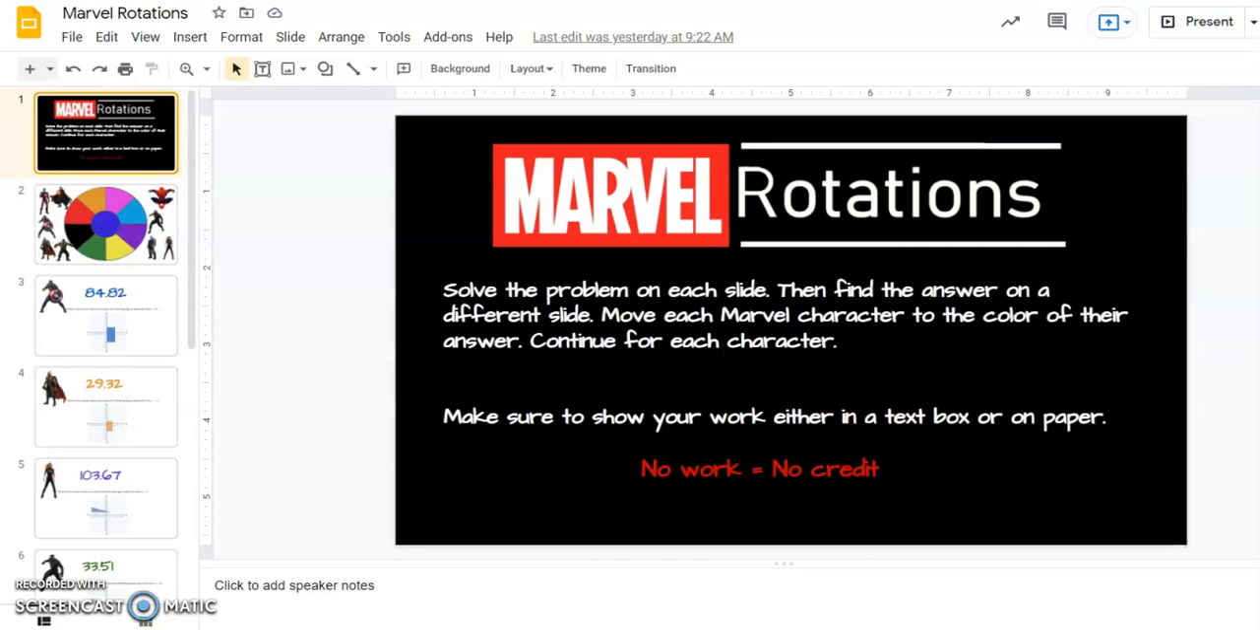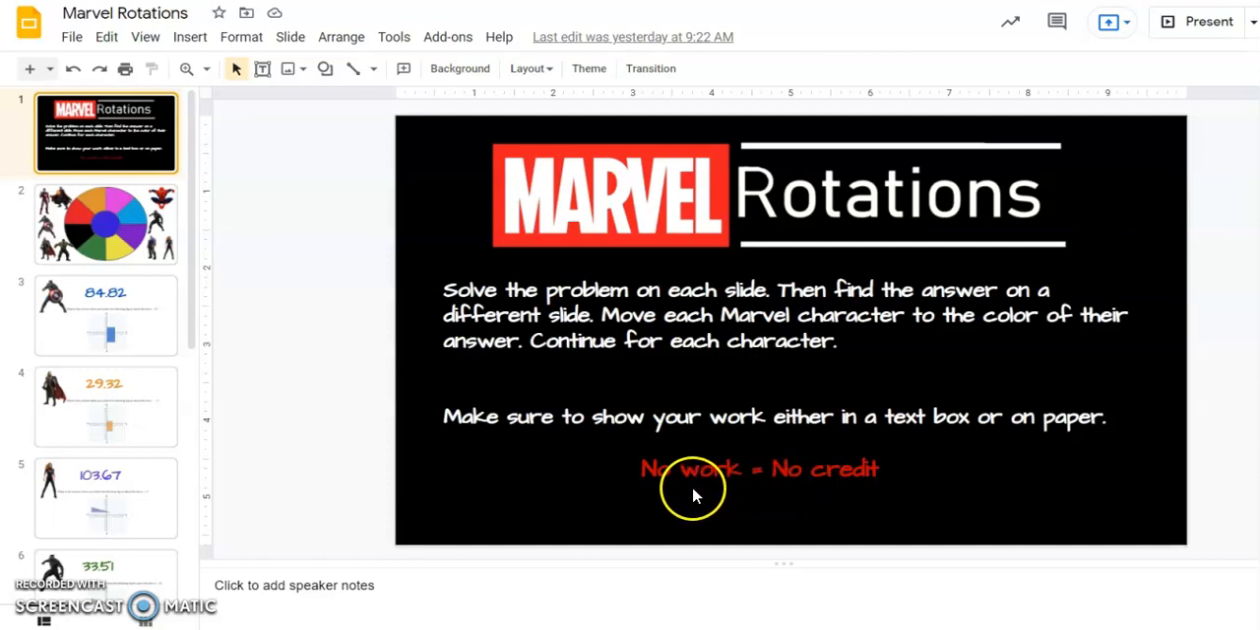Hey, today we are finishing up rotations with this Marvel assignment. And so I wanted to do an example with you guys just so you could see how it works. Please note that you have to solve a problem and then find that character on a different slide. And then you're looking at the color of the answer, but like I said, I'll go through an example to show you what I mean.